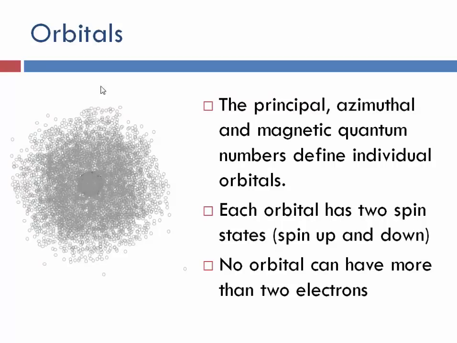We also remember that electrons exist in orbitals around the nucleus of the atom, and these quantum numbers define the orbitals. Each orbital has 2 spin states, a spin up and spin down state, and no orbital can have more than 2 electrons in it. Okay. So that's a single atom.